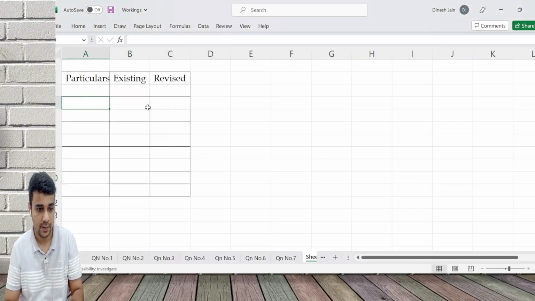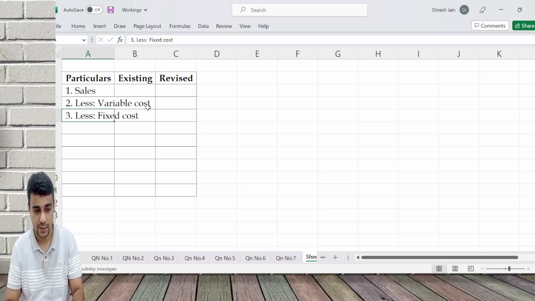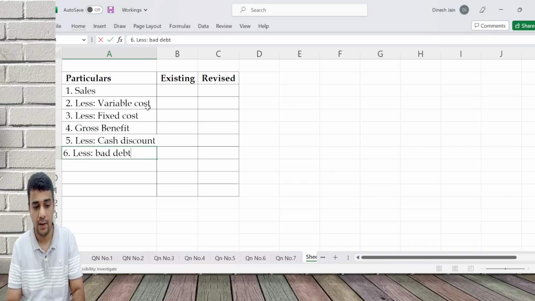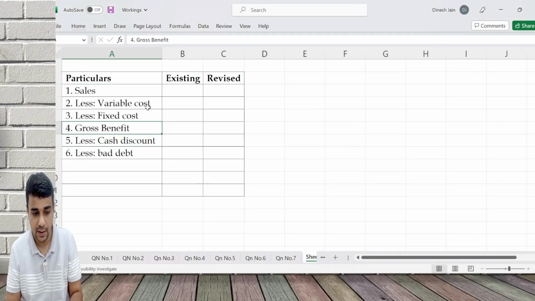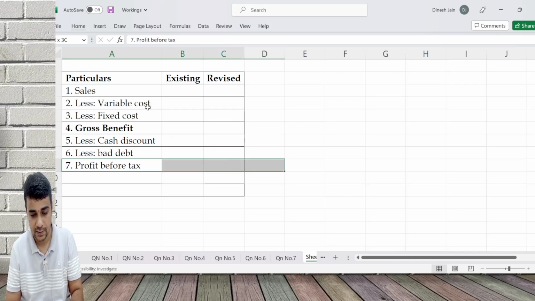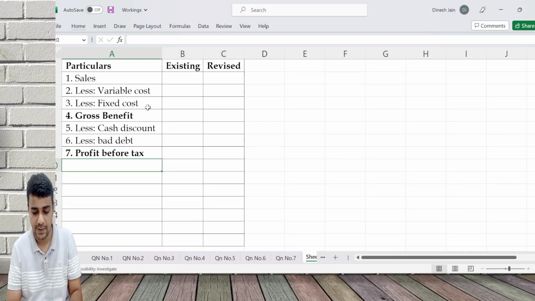Particulars, existing and revised. Sales, less variable cost, less fixed cost, gross benefit, less cash discount, bad debt. We normally write interest cost or opportunity cost, that is after tax. The interest or opportunity cost is after tax, so let's wait for some time. Gross benefit, you will get something called profit before tax. I can subtract the interest cost earlier also, then you will have to convert the percentage. I'll explain that in some time.